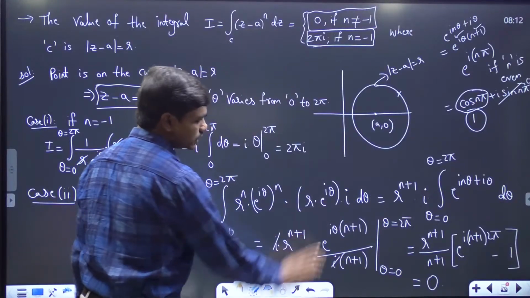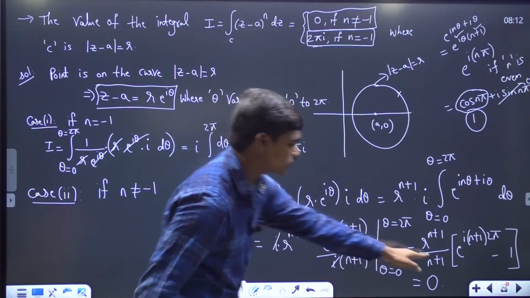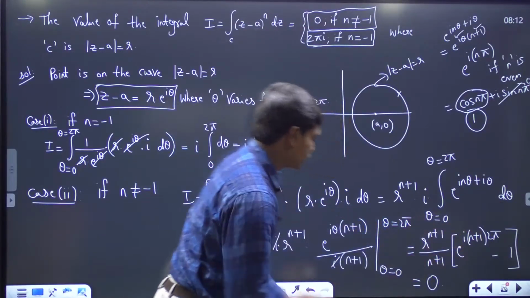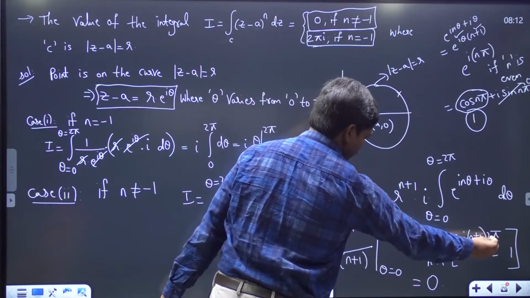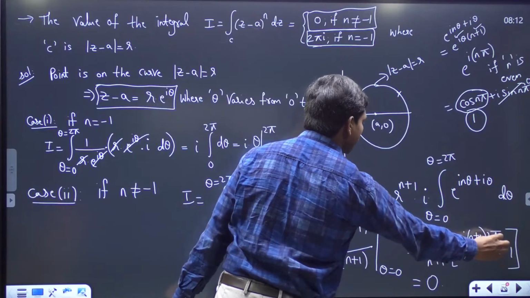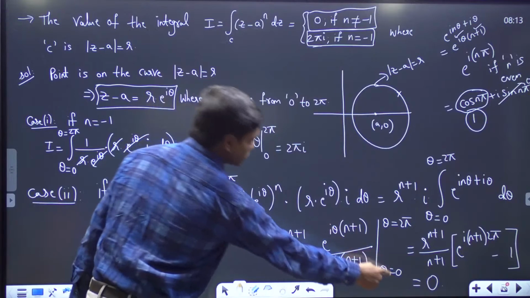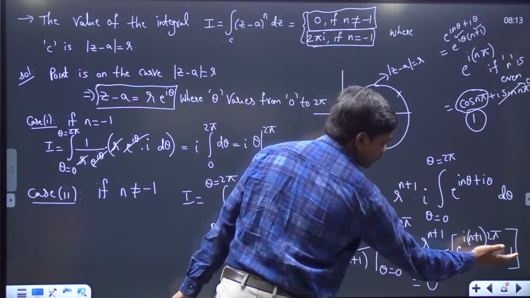So if you cancel these i's, you have r power n plus 1 which is lying here divided by this n plus 1 here, into, now if you substitute the limits, e power i (n plus 1), this i into theta into (n plus 1) can be written as i into (n plus 1) into theta. When you substitute the upper limit for theta, you have 2 pi, minus, when you substitute the lower limit, putting 0 in place of theta, e power 0 into something is e power 0, and the value of e power 0 is 1.